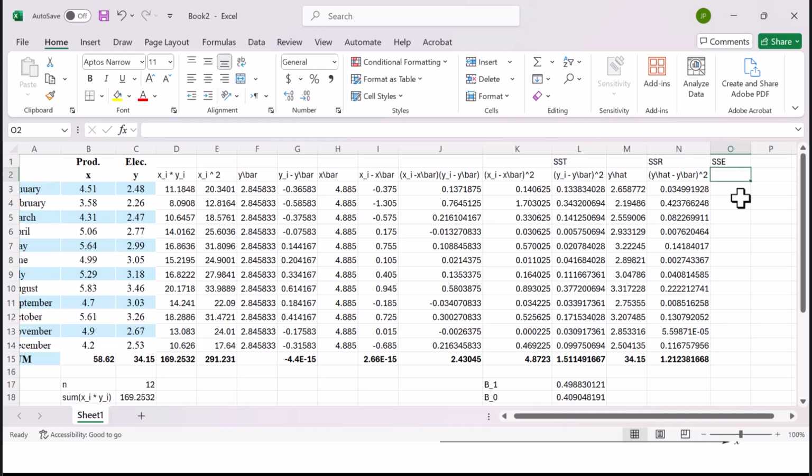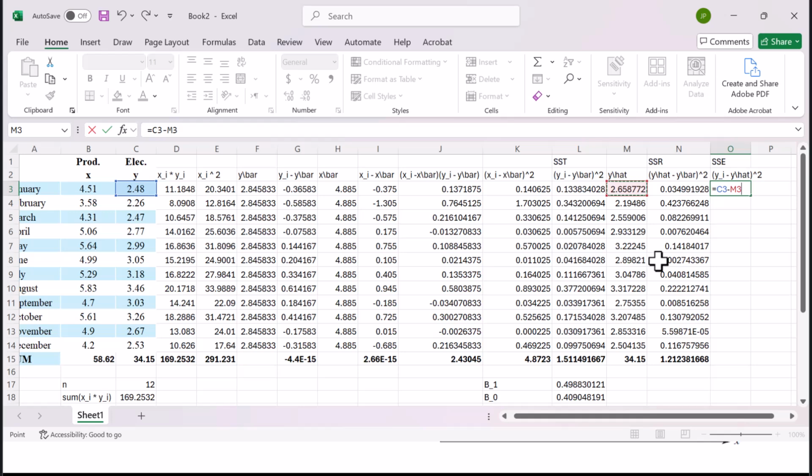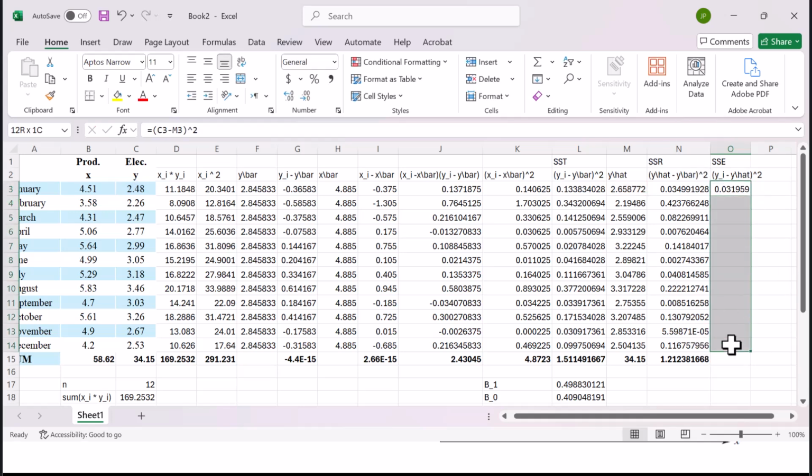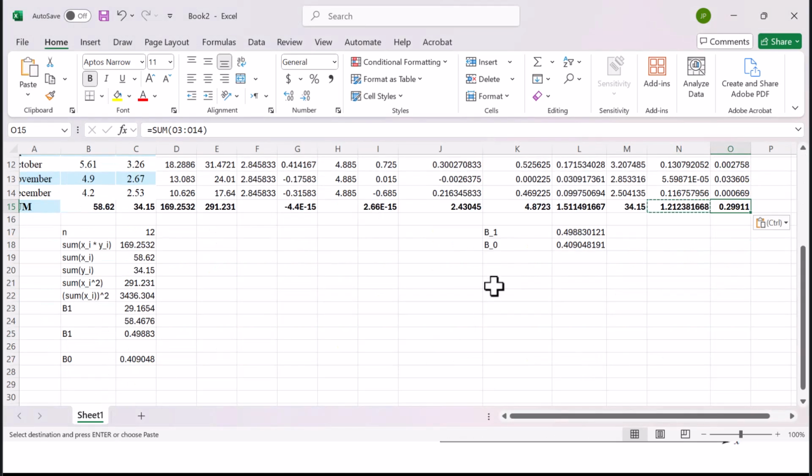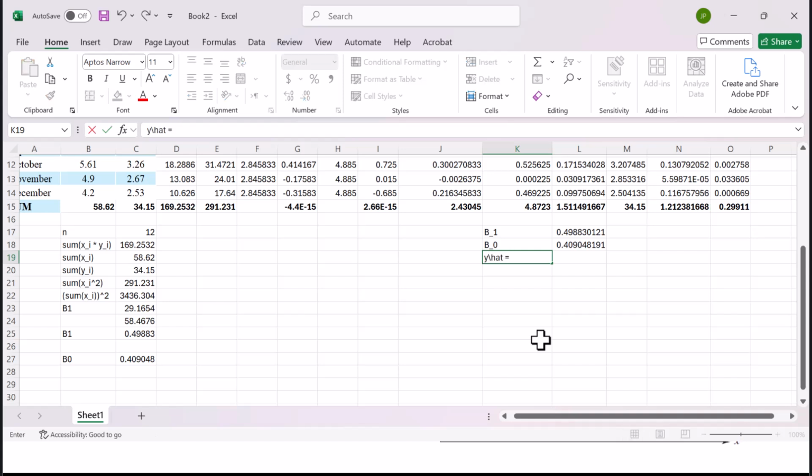That's right. SSE is equal to yi minus y hat, squared. Yi is this one minus y hat, this one, and square. That's correct. So we already found that our y hat is equal to beta 0, which is 4.09, plus 0.49 multiplied by x, right? This is the regression line.